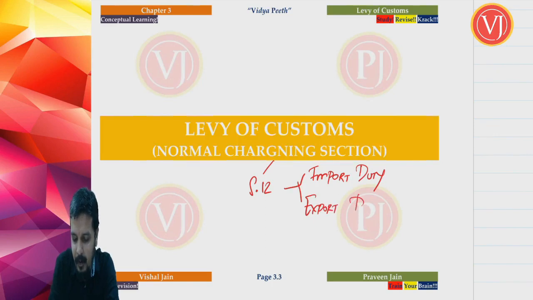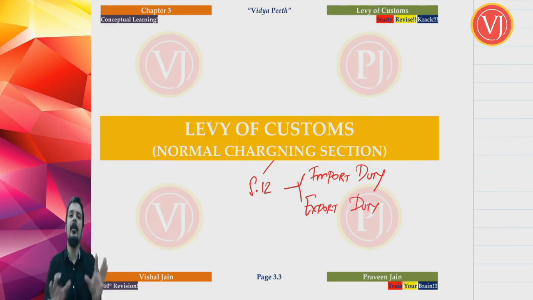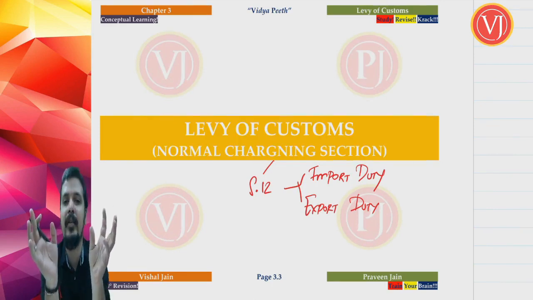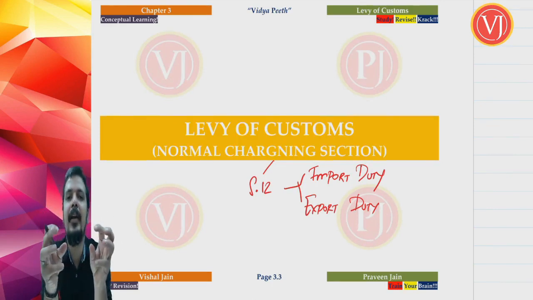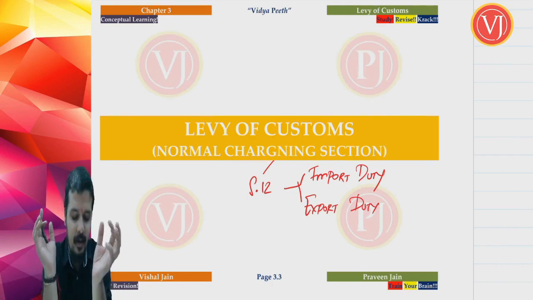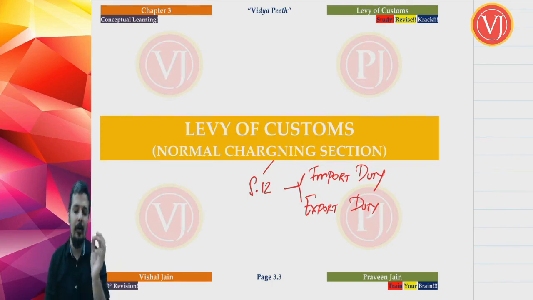Friends, always your bird's eye view will tell you very clearly what is the discussion of this chapter. So bird's eye view, we know all the sections that you are going to discuss and how we have bifurcated the discussion into three parts: normal charging section, special charging section and exception to charging section. And friends, now the focus is only on normal charging section, section 12, where we are going to focus both on your import duty as well as export duty.